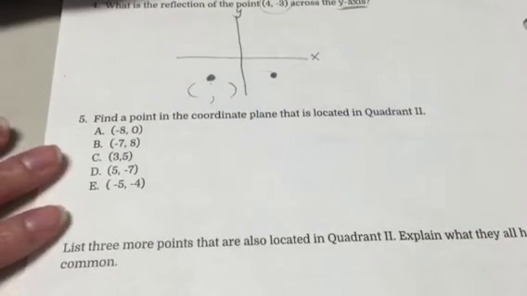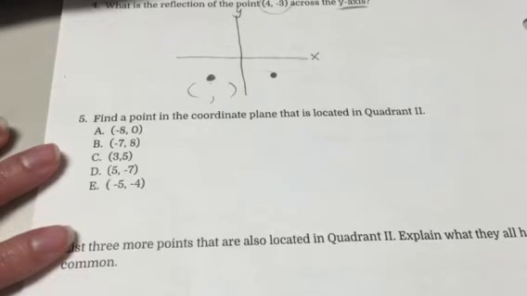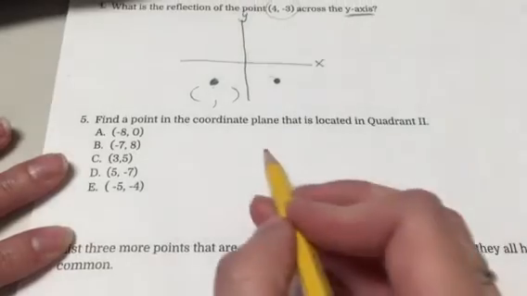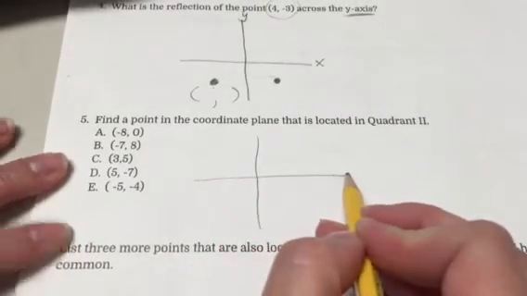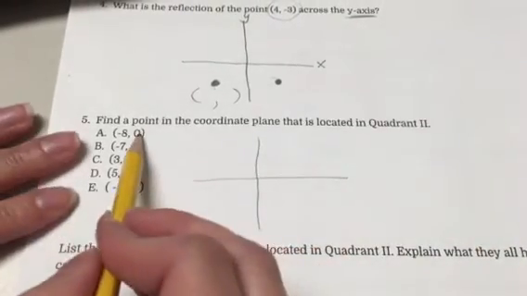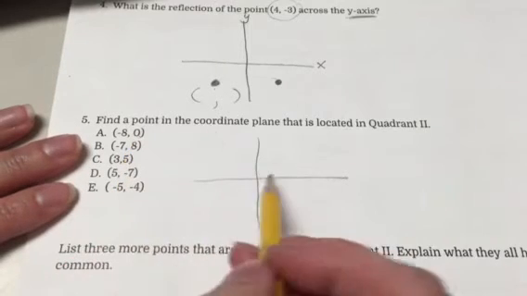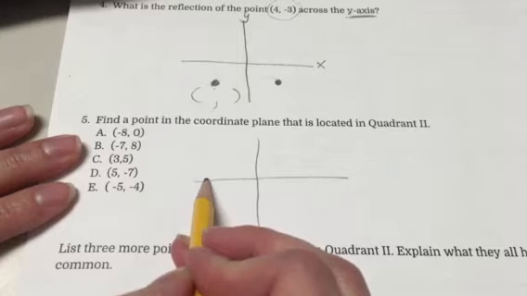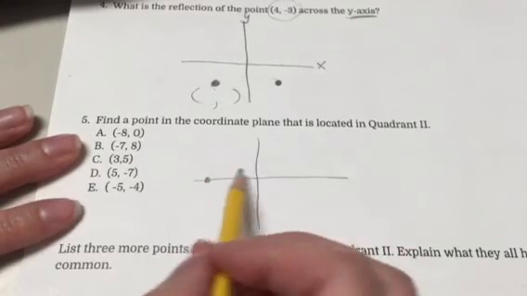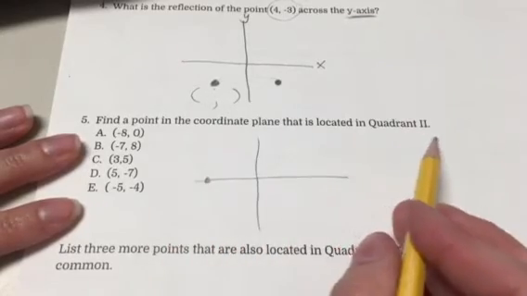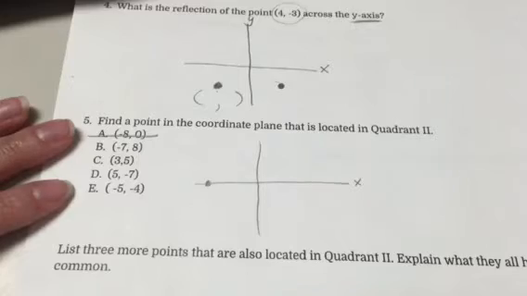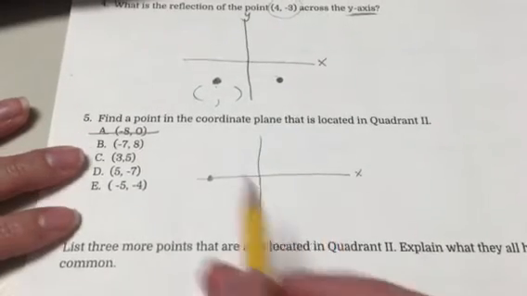Number 5 says, find a point in the coordinate plane that is located in quadrant 2. Again, I would draw yourself a graph, and I would start to just estimate where these points would fall. So negative 8 tells me I would go this way, 0, I don't go up or down. So that would fall about right here. That one doesn't fall in a quadrant, that one falls right on the x-axis, so I know it can't be A. I'll do one more of these with you.